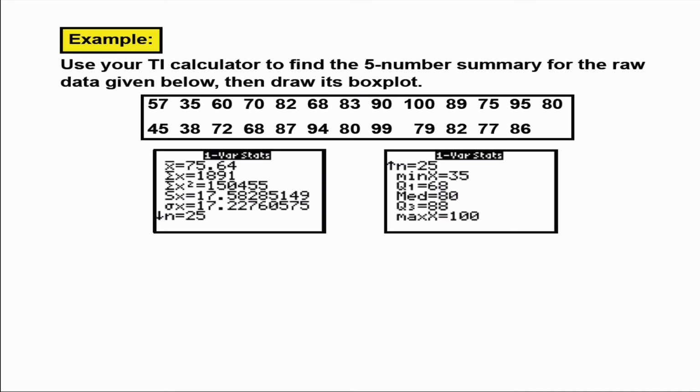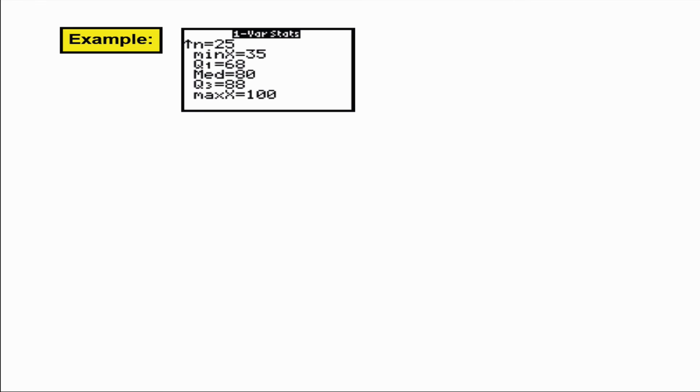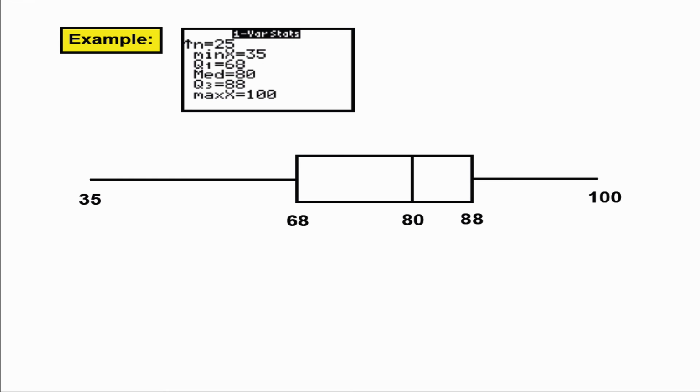As I showed you on the TI calculator, you can use the down arrow several times from this screen to find a five-number summary, which is the minimum, Q1, median, Q3, and the maximum value. Now we're ready to draw the box plot. Once again, we have the minimum, Q1, median, Q3, and the maximum value. So we're ready to draw the box plot.